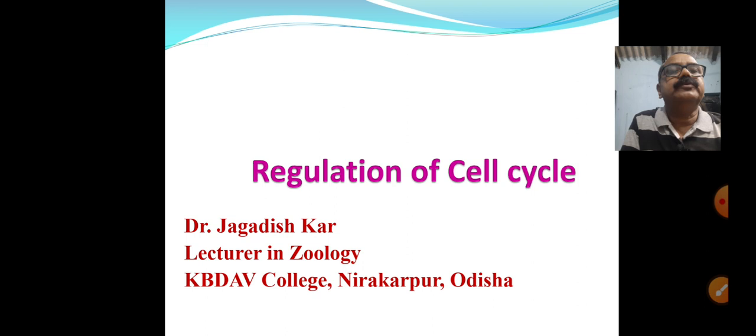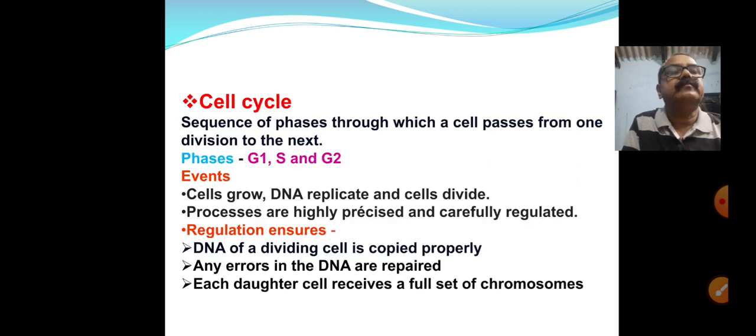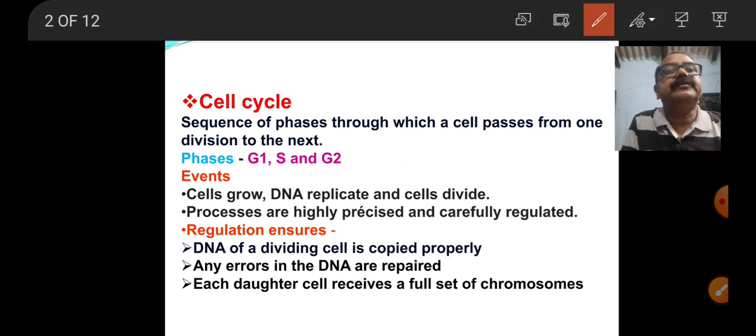This time I am going to discuss regulation of cell cycle. Cell cycle includes a sequence of phases through which a cell passes from one division to the next. The sequence of phases includes G1, S and G2. During these phases, the cells grow, DNA replicates and cells divide.